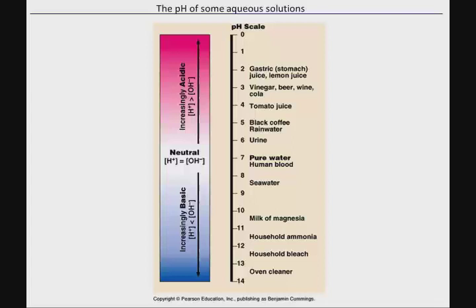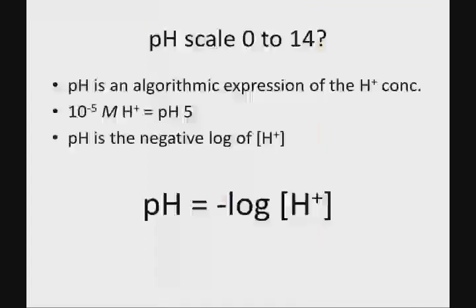Human blood is slightly alkaline. So it's a logarithmic expression of proton concentration. So for example, a 10 to the negative 5th molar hydrogen ion concentration is pH 5. So literally, pH is the negative log of what? Hydrogen ion concentration or proton concentration.